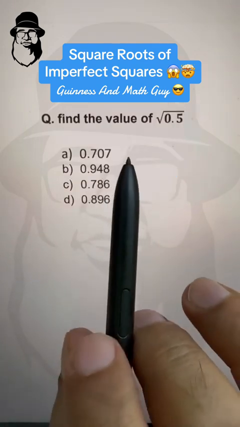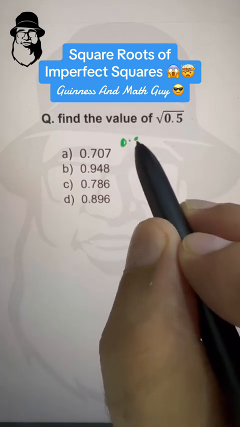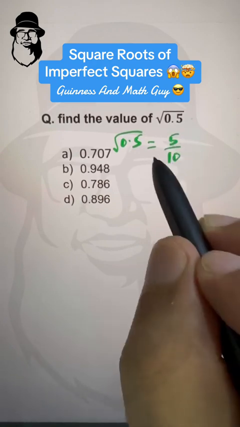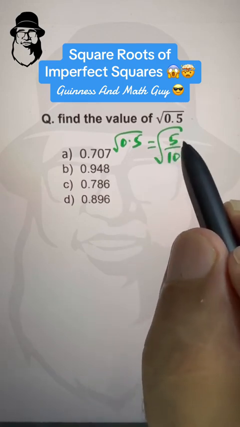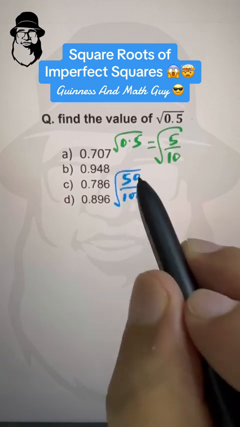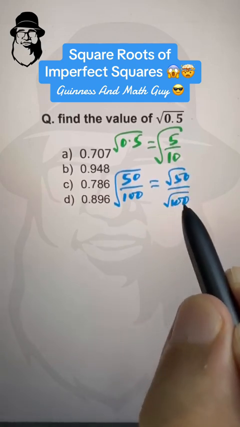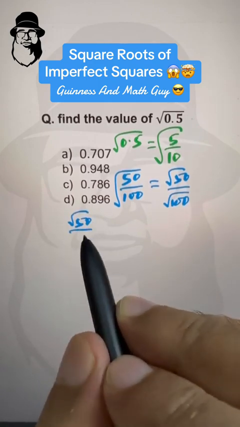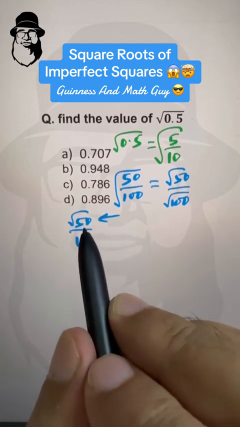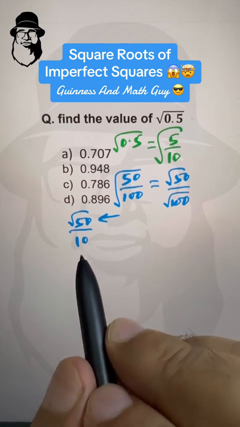Let's do the same thing here. Find the square root of 0.5. So 0.5 we can write as 5 over 10, right? And multiply the numerator and the denominator by 10 to get 50 over 100. That is square root of 50 divided by square root of 100, so square root of 50 divided by 10. Now we have to apply the method or trick on only square root of 50, and whatever the final answer is we'll divide that by 10.